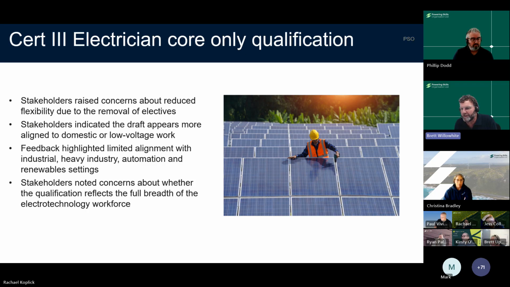So that core unit structure still includes basically all the EL units that are in the current qual, which includes transformers, motors, control wiring, etc., which aren't domestic focus units at all. There is low voltage installation required in the qual for licensing. There's no getting around that. It forms part of the EPCs.